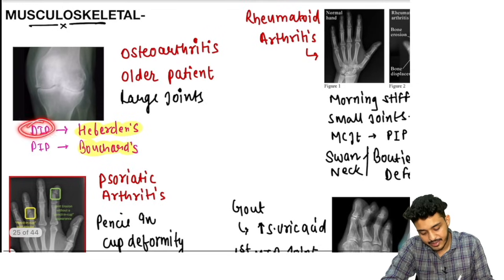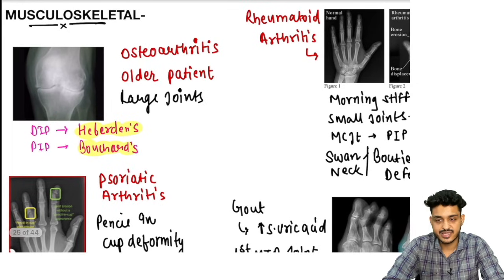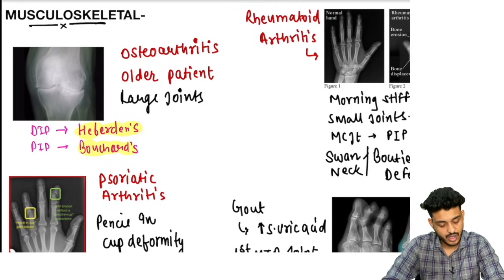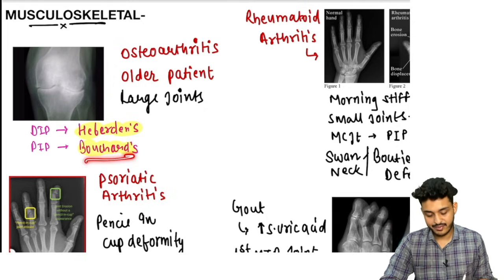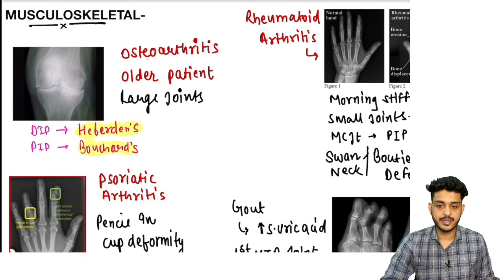We can have DIP, we can have PIP involvement. These are going to be your Heberden's and Bouchard's nodes that we are having, at the DIP and PIP, right?